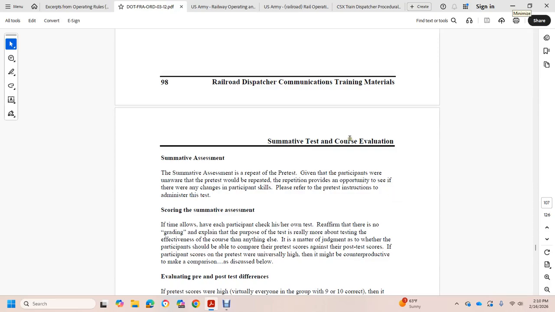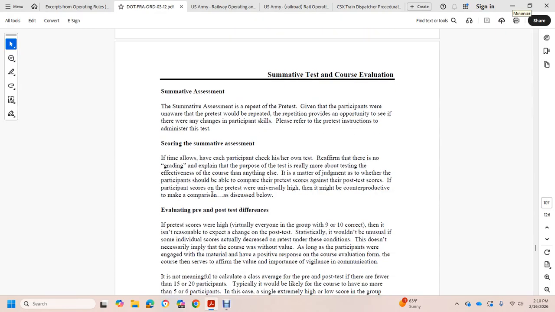Alright, summative tests and course evaluation. Supplemental assessment. The replay of the pre-test, given that the participants were unaware of the pre-test, where repetition provided the opportunity to see if there was a change in the participants' skill, referring to the pre-test and the instructions administered for the test.